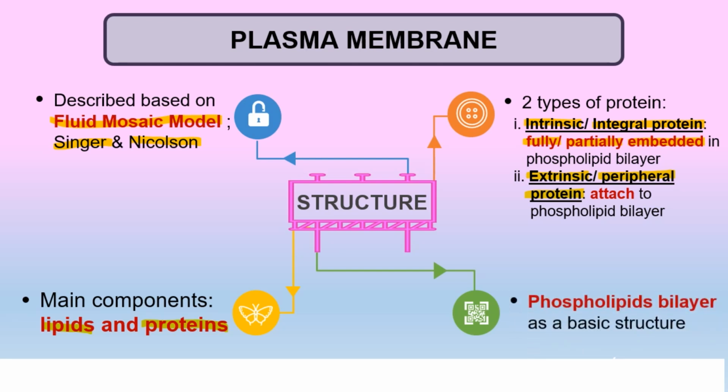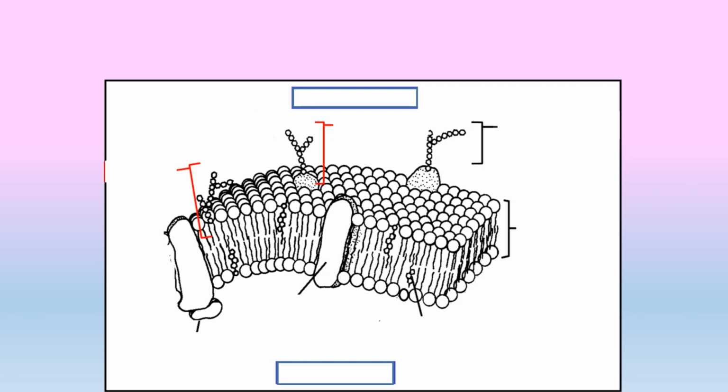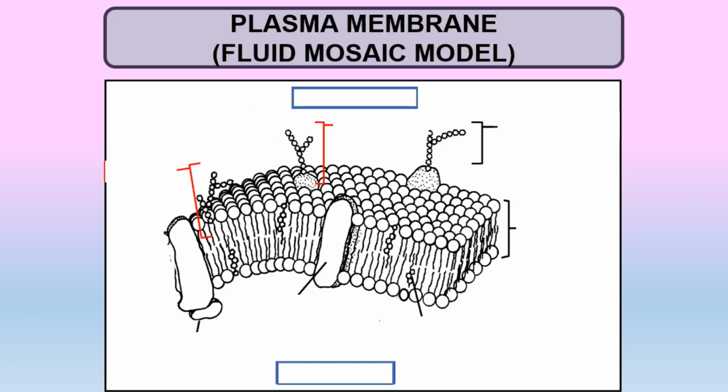And structure of plasma membrane, the phospholipid bilayer as a basic structure. This slide shows diagram of plasma membrane. Outside of the cell is labeled as extracellular matrix, and inside of the cell is labeled as cytoplasm of cell. Next label is glycolipid that consists of carbohydrate chain and phospholipid. Glycoprotein that consists of component carbohydrate chain and protein.